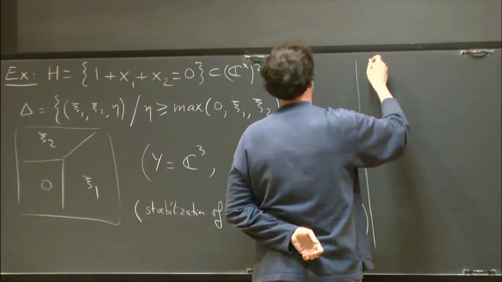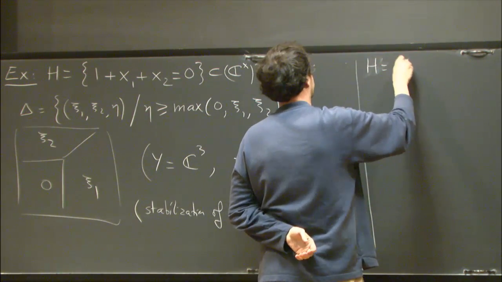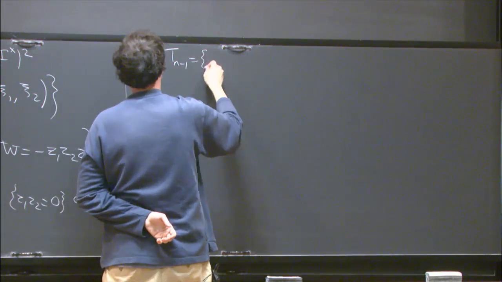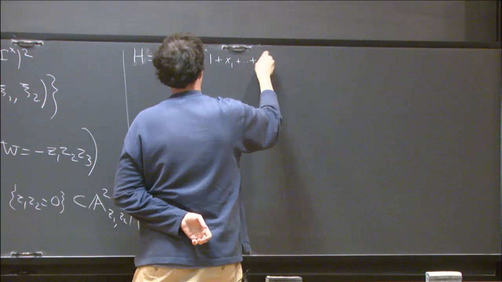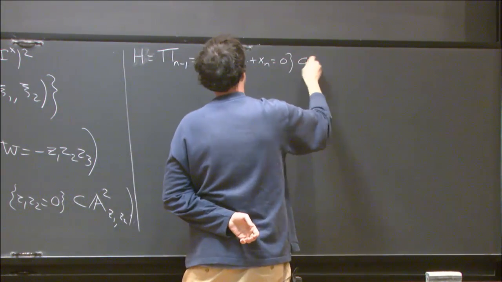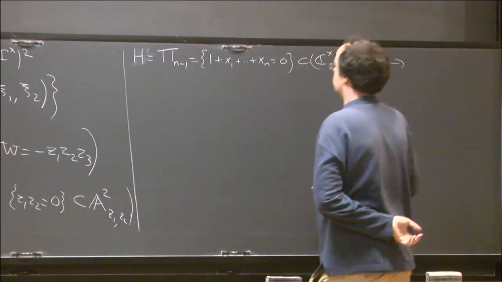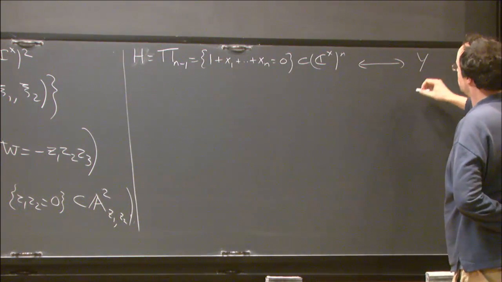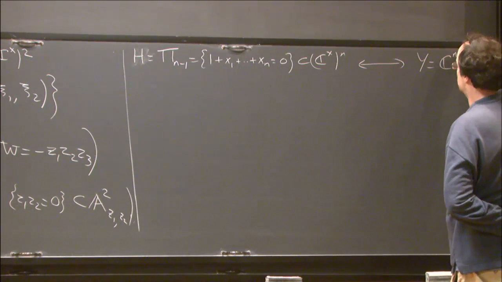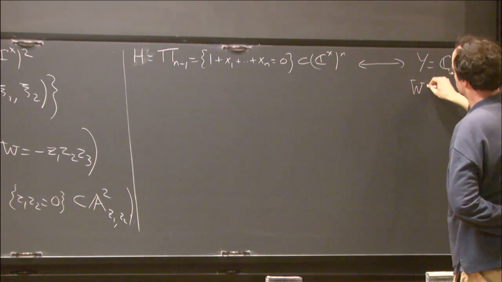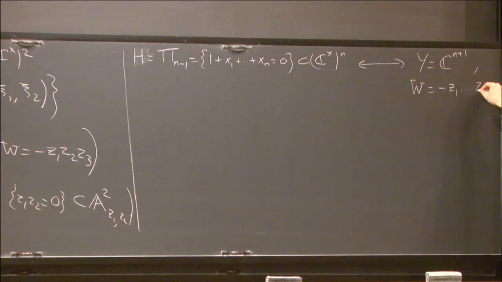So pants in any dimension. It's called the n-1 dimensional pants: x1 plus ... plus xn plus 1 equals 0 inside (C*)^n. You can repeat the process, and you'll find that the mirror that you get in this way is C^(n+1) with superpotential given by minus the product of the coordinates.